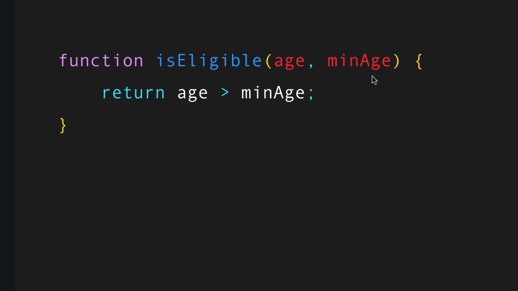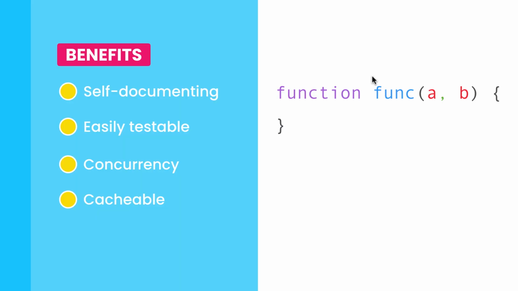Now, what are the benefits of pure functions? Well, the first benefit is that these functions are self-documenting because everything a function needs is clearly specified here. Now, this makes these functions easier to test because we don't have to set some global state prior to testing these functions. Also, because we don't use global state or change it, we can run these functions in parallel.